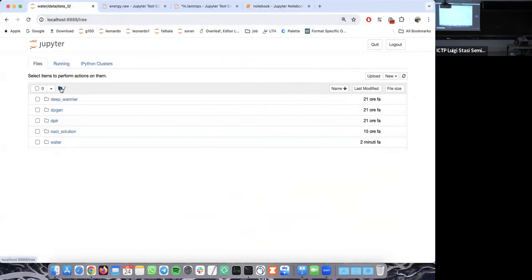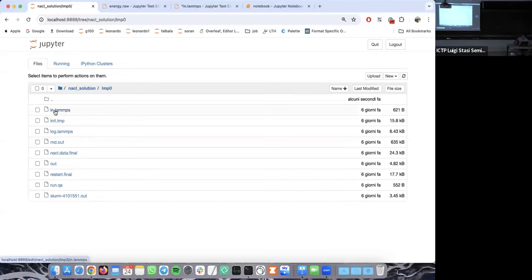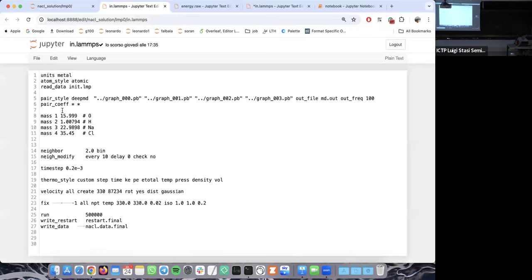Okay, now let's fast forward to how to use this. I trained four models for sodium chloride in water. Those are four equivalent models, and now I want to use them to perform molecular dynamics. I have to use LAMMPS, because this is the code that is patched with DeepMD. The input is very simple. You do not have to define bonds or weird parameters, those things that are really crazy. Here you do not have to do anything. You just choose this pair style, deepmd.